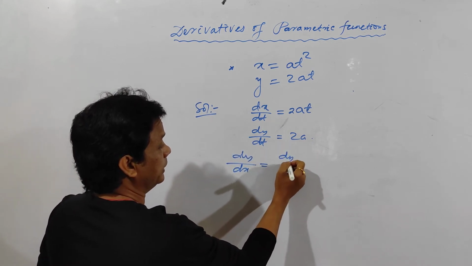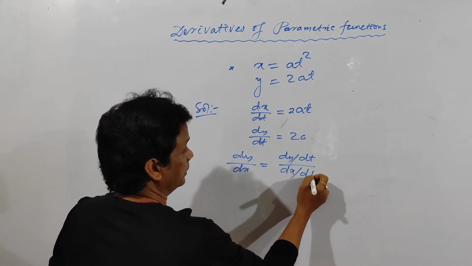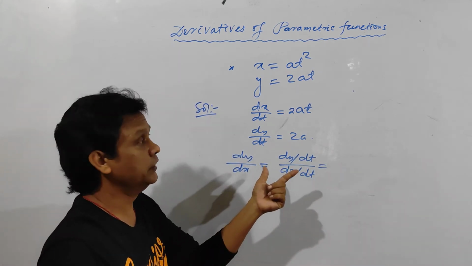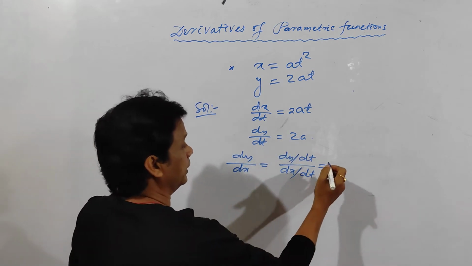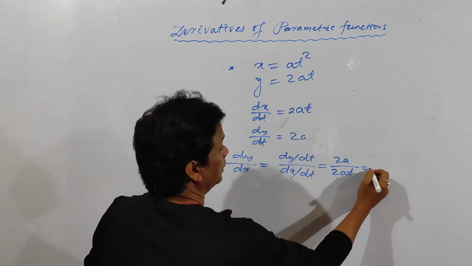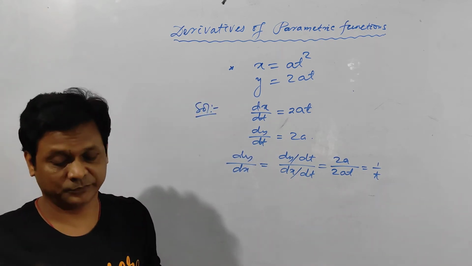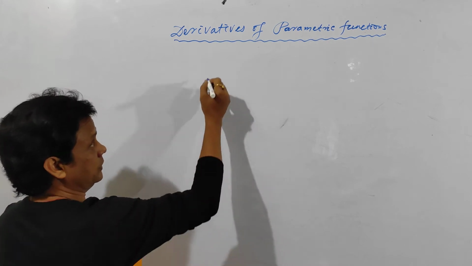So it is dy by dt divided by dx by dt. And dy by dt is 2a, and dx by dt is 2at. It is 1 by t. 2a, 2a cancel out, it is 1 by t. Clear? See here, another question.